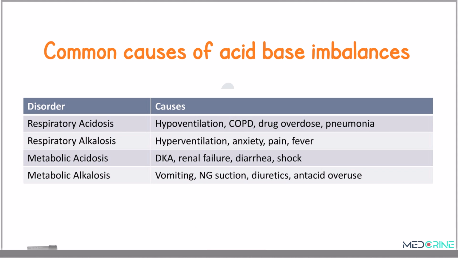And lastly, what are the common causes of these acid-base imbalances? For respiratory acidosis, the major causes are of respiratory origin, that is hypoventilation, chronic obstructive pulmonary disease, drug overdose, and pneumonia. Respiratory alkalosis is caused by anxiety, hyperventilation, pain, and the presence of fever. Metabolic acidosis is caused by diabetic ketoacidosis, renal failure, diarrhea, and shock. And lastly, metabolic alkalosis can be caused by vomiting, nasogastric suctioning, diuretics, and antacid overuse.